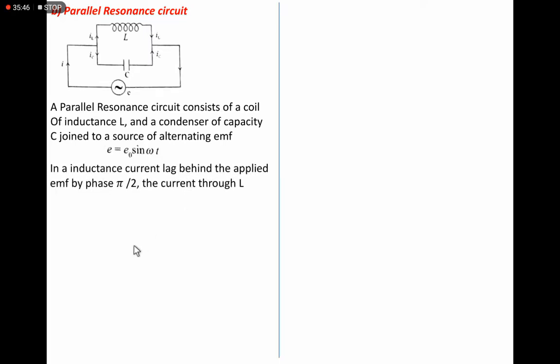So we know that in an inductance the current is lagging the applied EMF by pi by 2. A phase difference is there between the EMF and the induced current. It is lagging by pi by 2 and the equation is E naught by XL sine of omega t minus pi by 2. Already we studied this equation in our previous chapter.